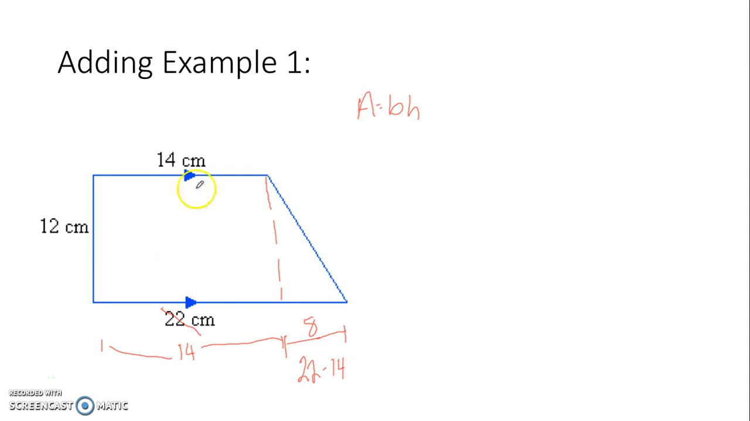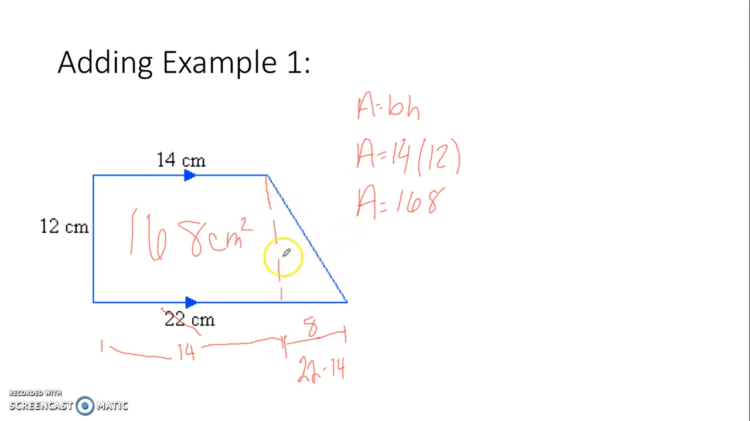So now let's figure out the area of this inside. Area equals the base, or 14, times height, which is 12. Now we can type into our calculators or do it by hand. 14 times 12 is 168. So the area of this rectangle is 168 centimeters squared.